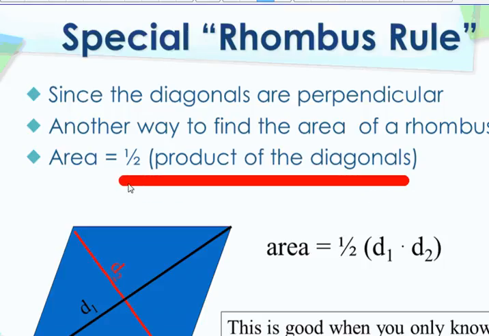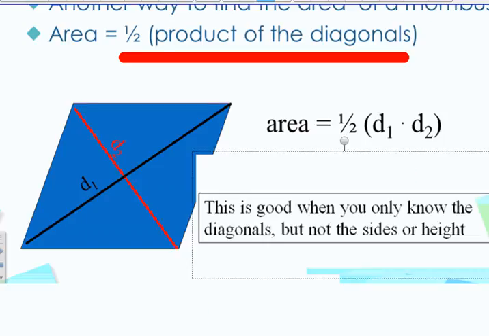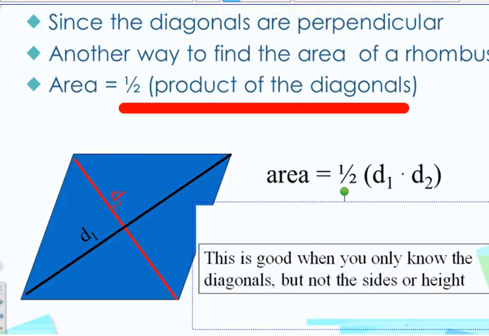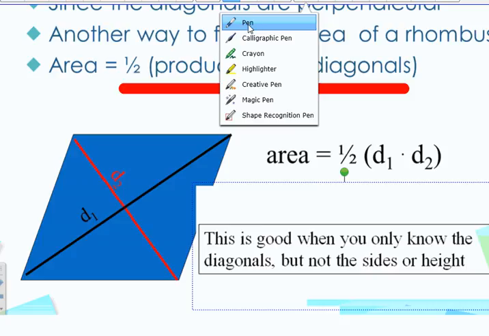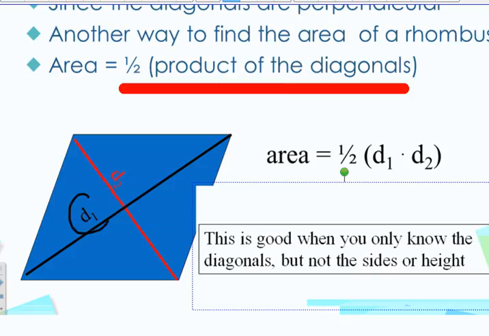Product means to multiply. So you're going to multiply the 2 numbers for the diagonals, and then you'll find half of that. Check this out. Another way to find the rhombus area is to find half of the product. This is good when you only know the diagonals. Make sure you draw this out and also circle this. This is diagonal 1 and this is diagonal 2.